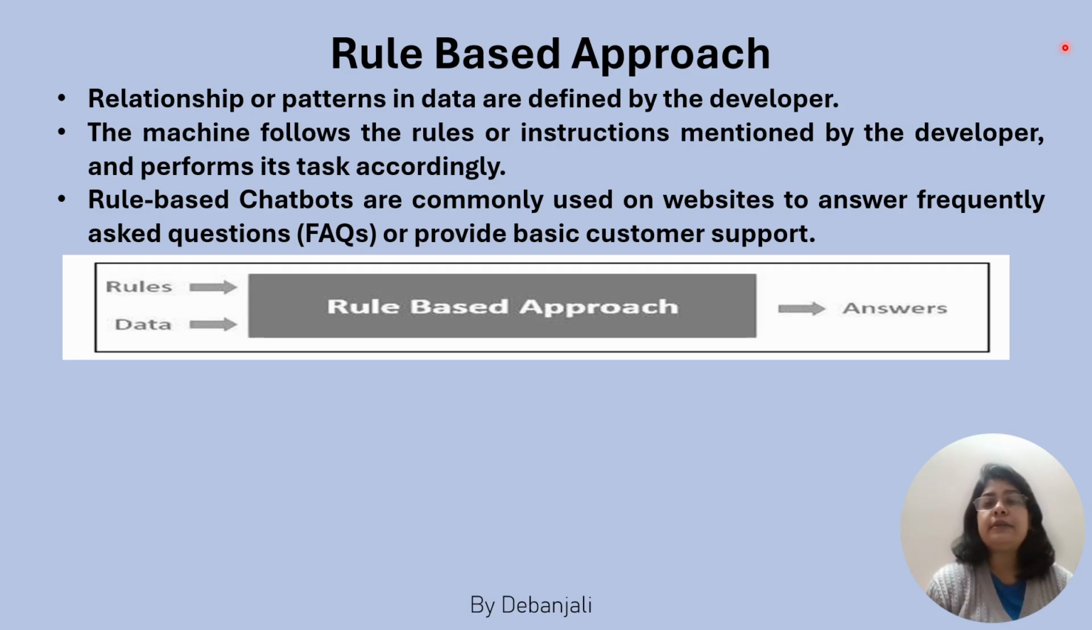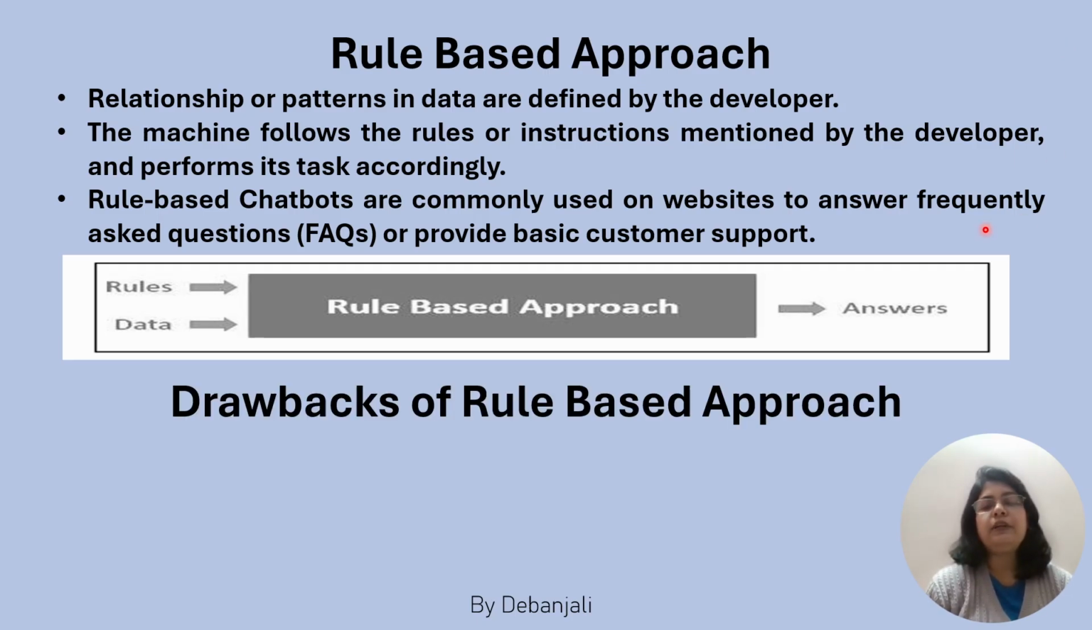Suppose you have bought an item and you are not satisfied, you want to return it. We usually get connected to these rule-based chatbots which ask us a few questions, and we just select those options and proceed. So rules and data are fed into this system, and the system provides us with different answers. Certain drawbacks are there of the rule-based approach. The first drawback is that once the system learns, it is forever, it is static. You have to change the entire rule to bring some difference.